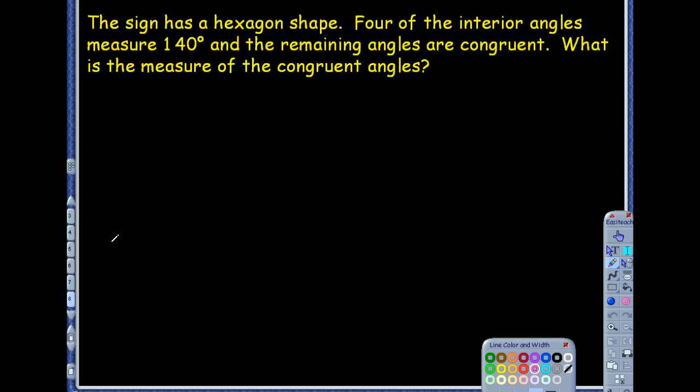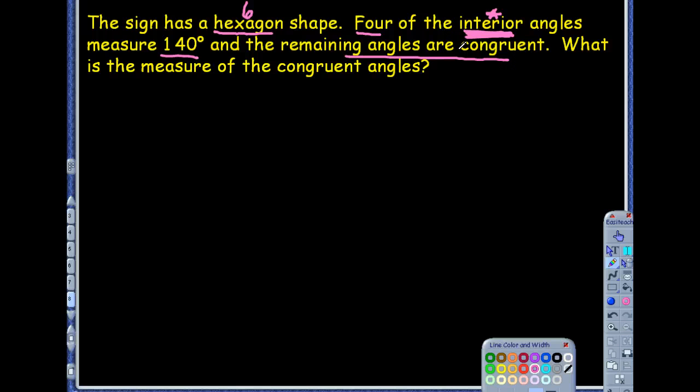All right, so here's another one. It says a sign has a hexagon shape. So we already know hexagon. What's that mean? 6 sides. Okay. It says 4 of the interior angles measure 140 degrees and the remaining angles are congruent. All right, so they're saying 4 of the interior, keep in mind these are interior, all right, measure 140 degrees each, and the remaining angles are congruent. What is the measure of the congruent angles?